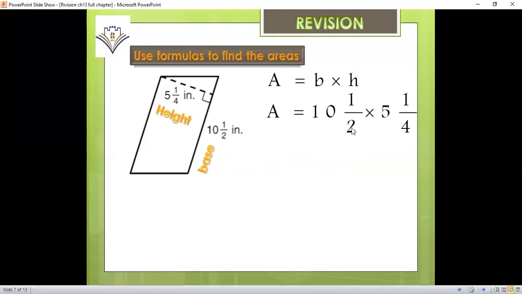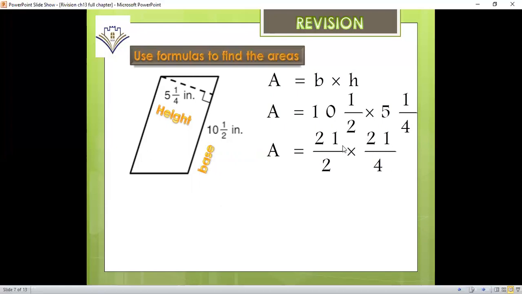Converted, 10 multiplied by 2 equals 20 plus 1, 21 divided by 2. And 5 multiplied by 4 equals 20 plus 1, 21 divided by 4. Then 21 divided by 2 multiplied by 21 divided by 4. How do we get 21? 10 multiplied by 2 equals 20 plus 1, 21 divided by 2. And 5 multiplied by 4 equals 20 plus 1, 21 divided by 4.